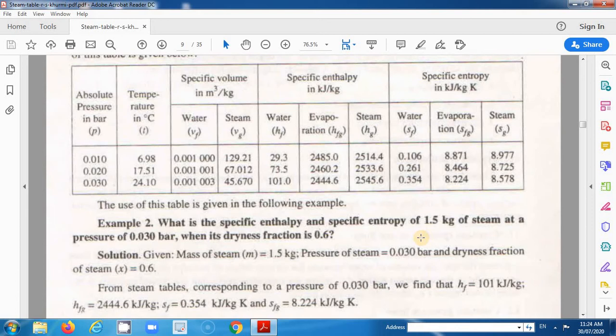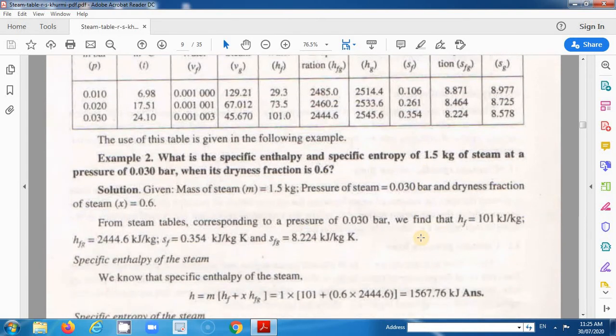So once again, you read it. What is the specific enthalpy and entropy of 1.5 kg of steam at a pressure of 0.030 bar? In the last numerical, temperature is given; here pressure is given. That's why I have taken the abstract from the pressure based steam table.